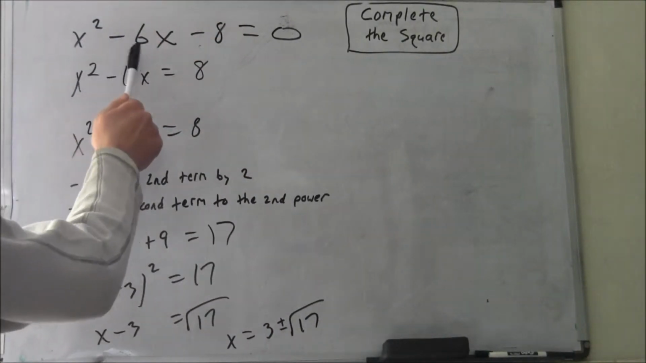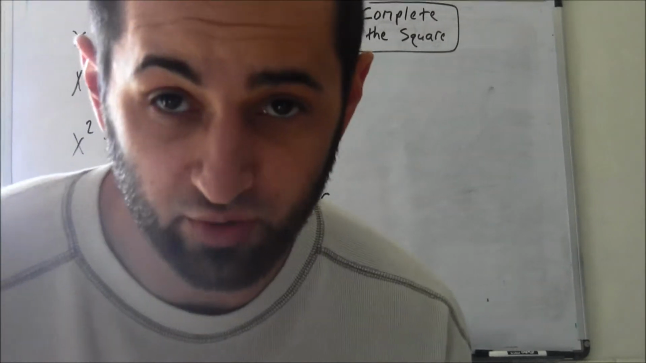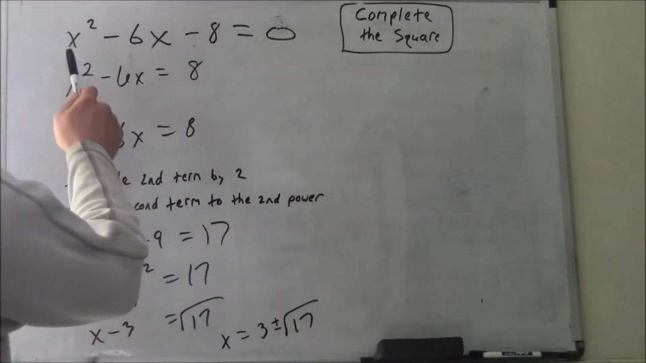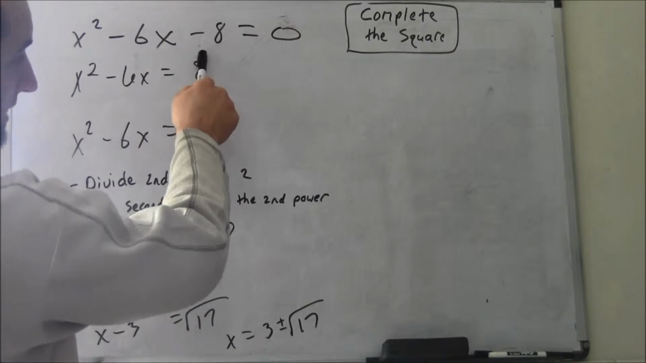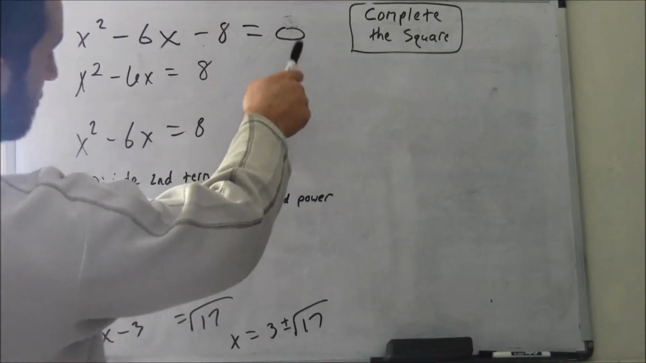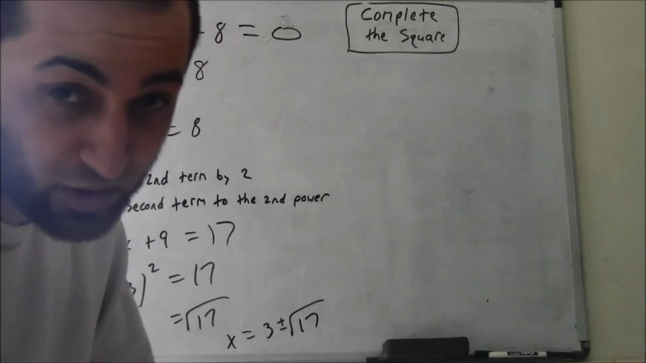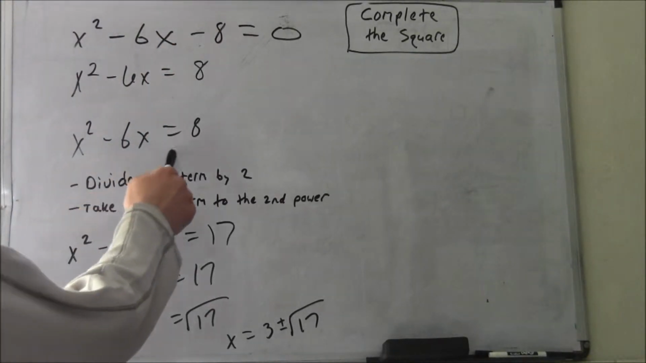So, anyway, here's what you do. x squared minus 6x minus 8 equals 0. You're going to try to simplify and solve it. You got your negative 8, throw it on the other side, which makes it positive. So you have x squared minus 6x equals 8. Good so far, right? x squared minus 6x equals 8.